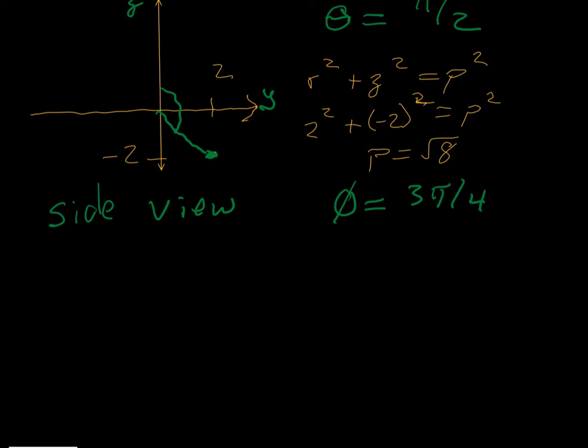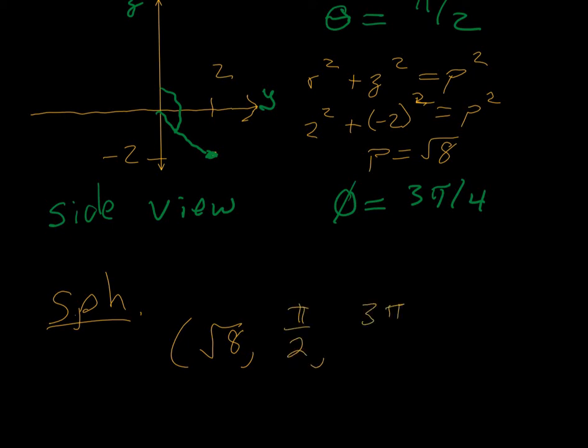to our answer here. The spherical coordinates for this same point are: radius from the origin in 3 dimensions is square root of 8, theta was pi over 2, and the angle phi is 3 pi over 4. And there we have it. All done.